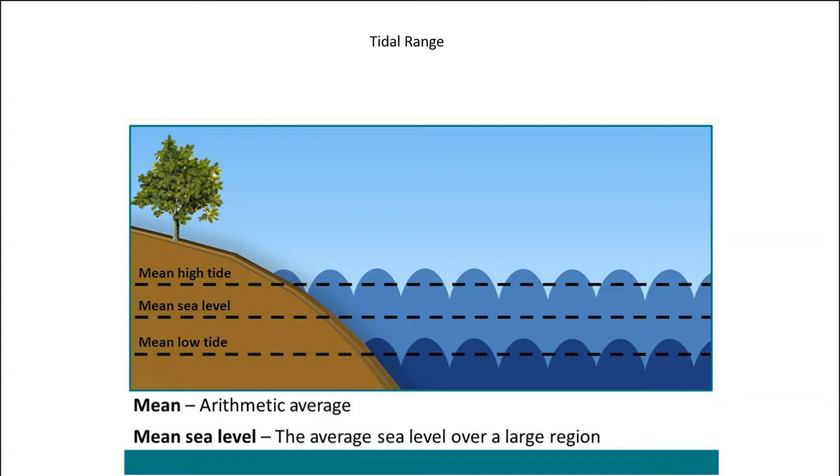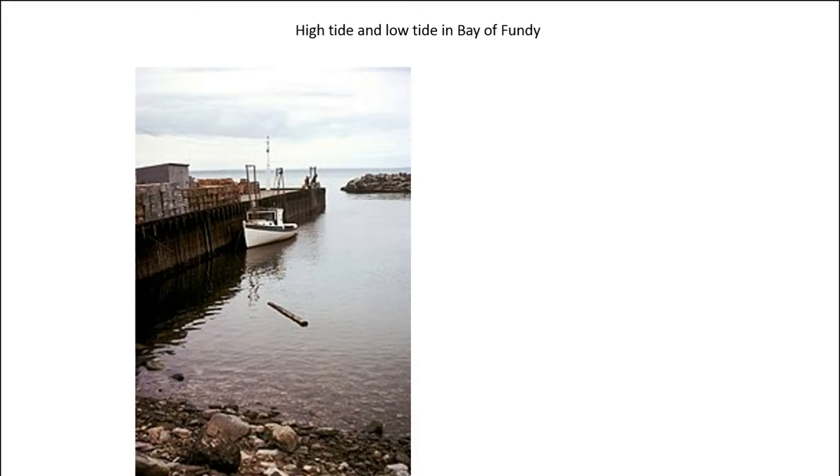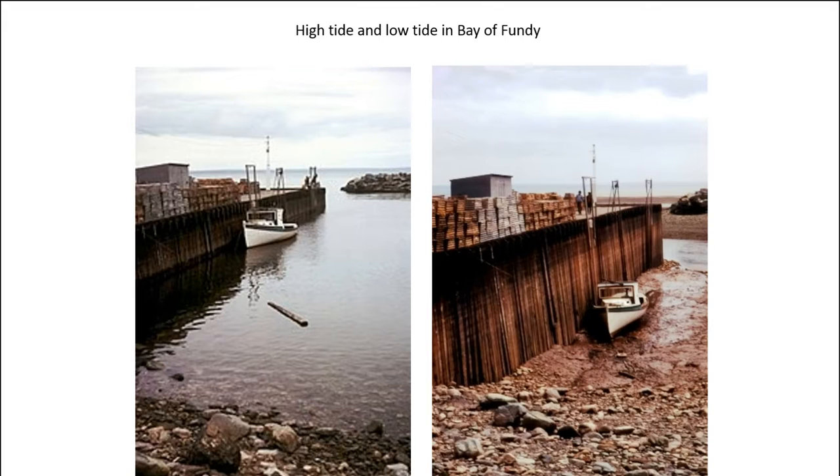The difference in height from low tide to high tide is called the tidal range. Here we can see the mean high tide, mean low tide, and the average sea level. The average tidal range in the open ocean is about 1.8 meters. Closer to the coast, this range can vary significantly from 0 to 12 meters. Larger bodies of water have higher ranges, and the geography can act as a funnel to amplify the range. The world's largest tidal range of 16.3 meters occurs in the Bay of Fundy.